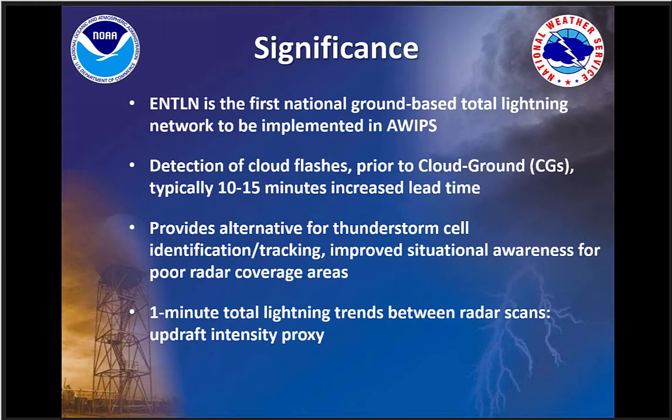So the significance of the ENTLN implementation is that it's the first national ground-based total lightning network to be implemented in AWIPS. There are smaller regional networks and other total lightning data that some offices have that the hazardous weather test bed has access to, for instance. But this network is actually national, and all of the sites get all of the data. So you'll be getting all the data for the entire CONUS region and a little bit beyond that.